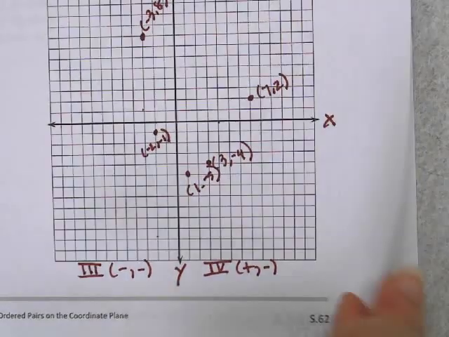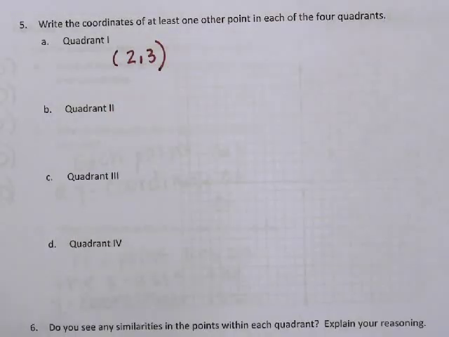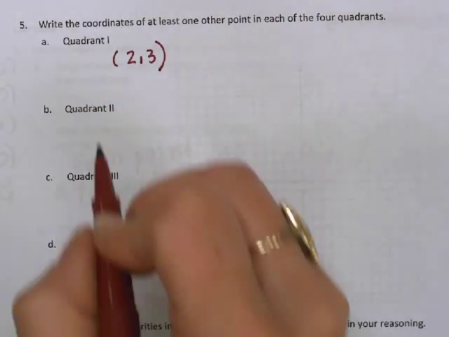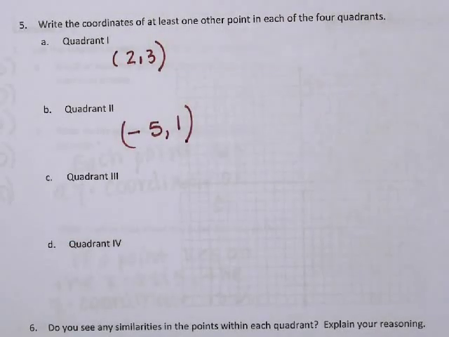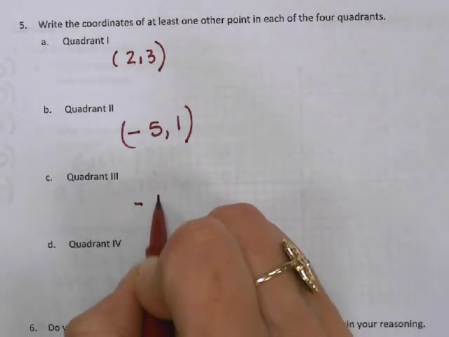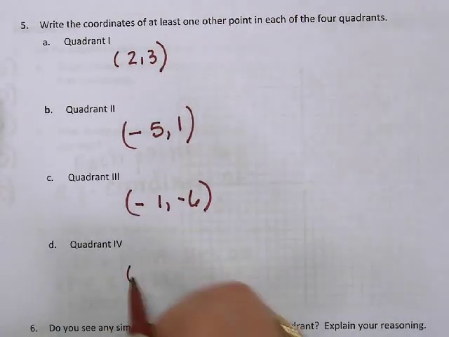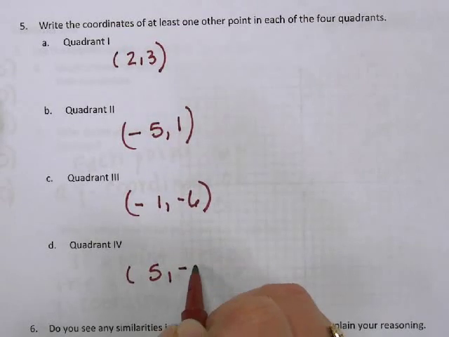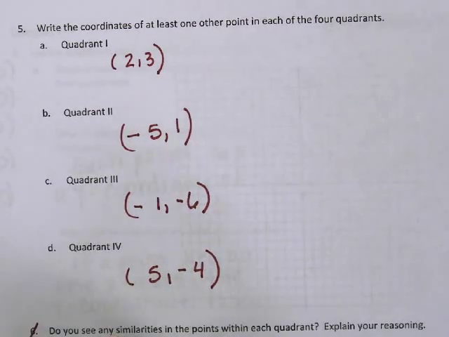So I'm going to turn my page to exercise 5. And I know that in quadrant 1, I could pick any point that's positive, positive. So we could pick a point like 2, 3. For quadrant 2, I know it's going to have to be a negative, positive. So I'm going to say negative 5, 1. Quadrant 3, any point that's negative, negative. So let's do negative 1, negative 6. And then for quadrant 4, a point that's positive, negative. So let's say we do 5, negative 4. So 6, we're going to skip, which is down here at the bottom.